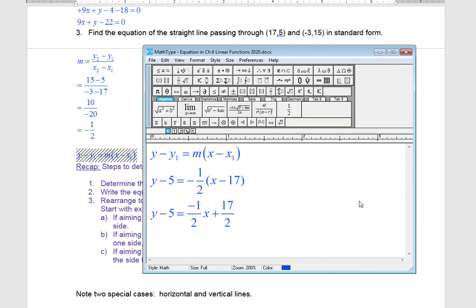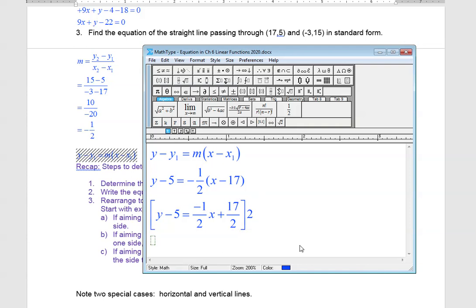So for the standard and general form, when we end up with fractions like this, our next step is actually to get rid of the fractions. So we're going to take this whole equation, and we're going to multiply it by 2 to get rid of the fraction. So remember, that means distributing the 2 to every single term on each side.